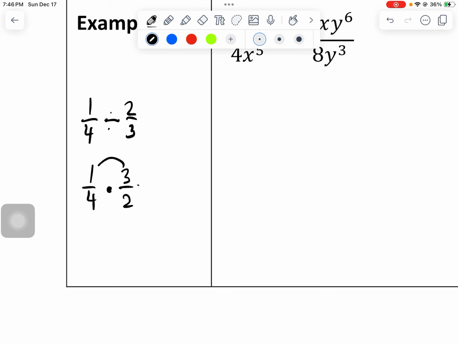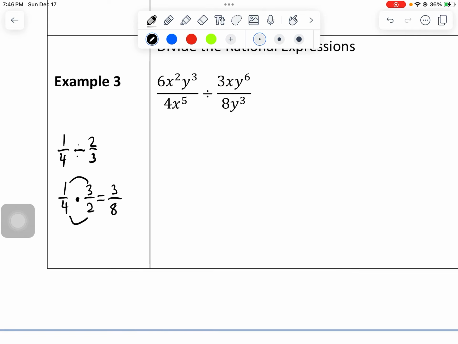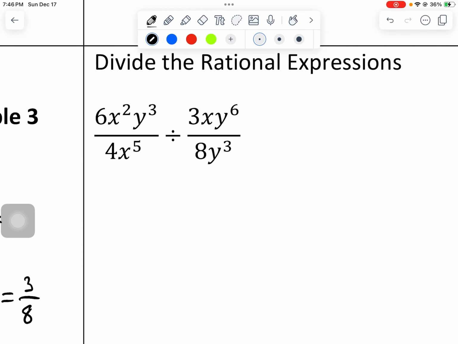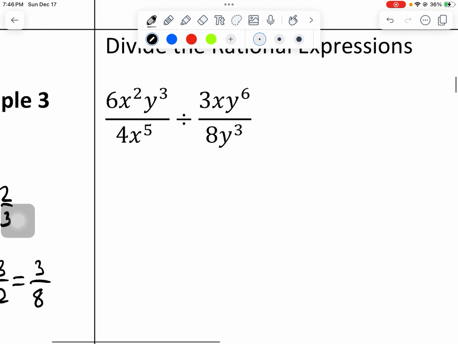So now it turns into multiplication. So it's 1 times 3, 4 times 2, and I get 3/8. A completely different answer than what I got before. And this one doesn't simplify. So in this case, we just want to change this to multiplication. So let's keep that first fraction exactly the same. Let's keep that as 6x squared y to the third.